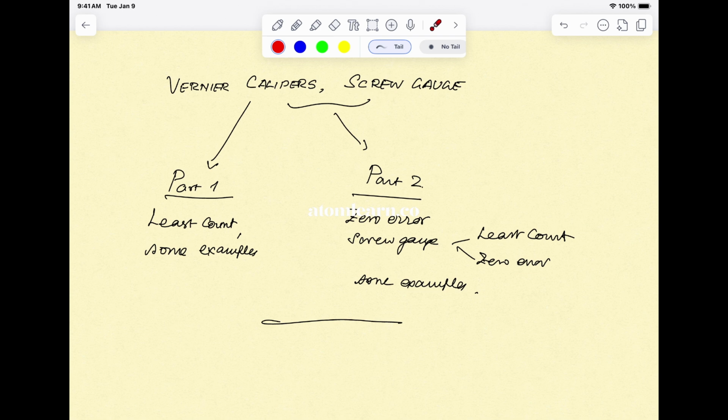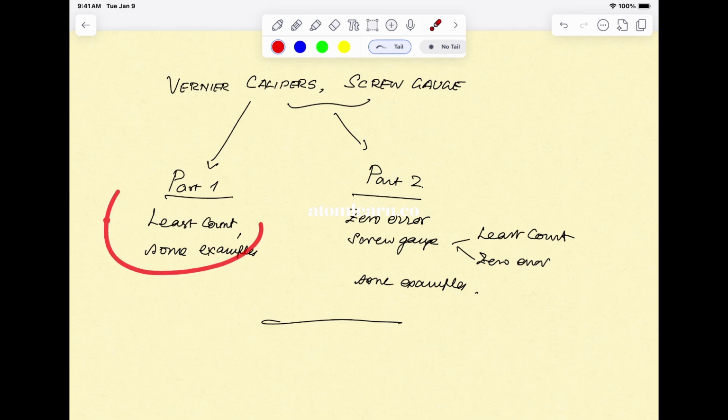So students, we have now come to the end of part 1 of this video, that is Vernier calipers and screw gauge. We have covered Vernier calipers, especially least count determination, as well as taken some examples and worked them out. Now there is one more video which is called part 2.